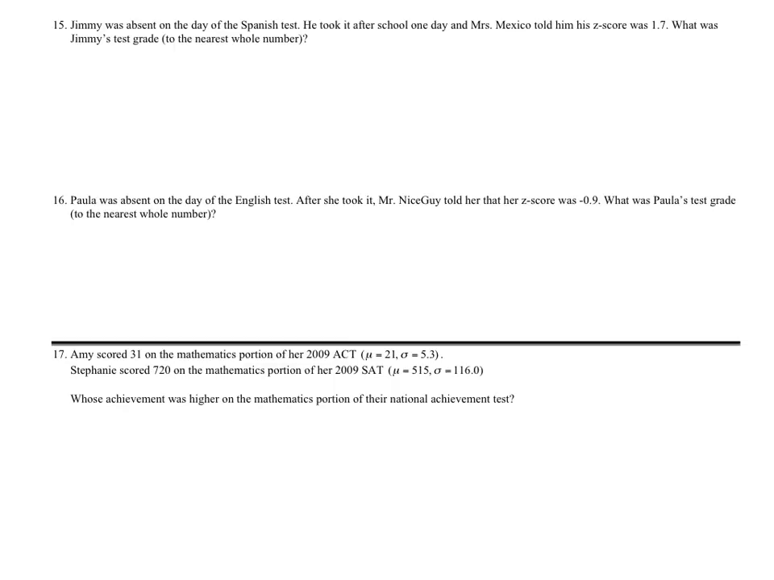Okay, number 15. Jimmy was absent on the day of the Spanish test. He took it after school one day, and Mrs. Mexico told him his z-score was 1.7. What was Jimmy's test grade to the nearest whole number? That's kind of annoying that his teacher's like, here, have a z-score. He would need the rest of the information, though. He would need to know the class average, and he would need to know the standard deviation. So let's take a good look at that formula again. The z-score equals the test grade minus the mean over the standard deviation.